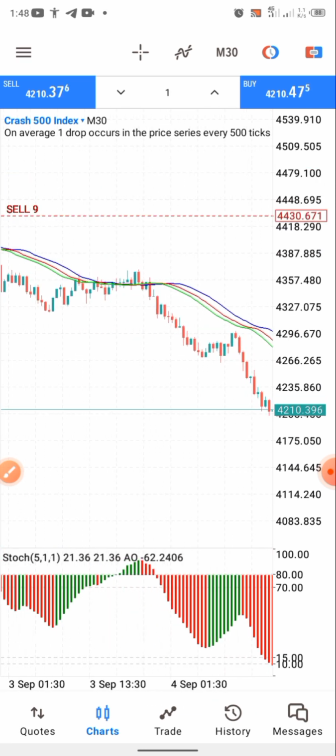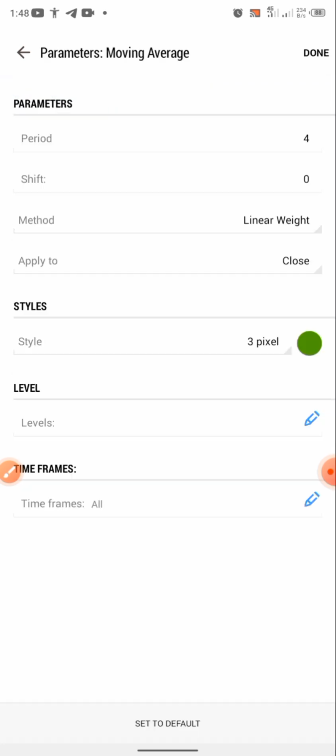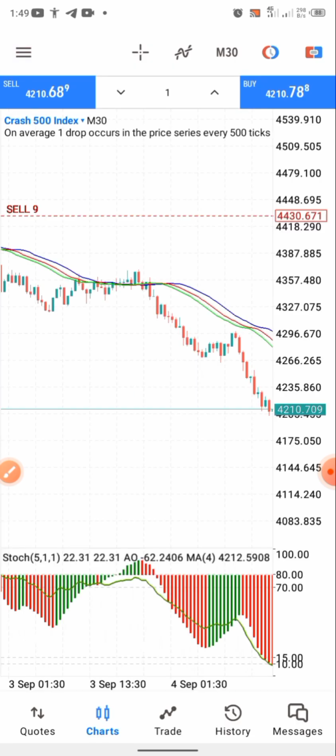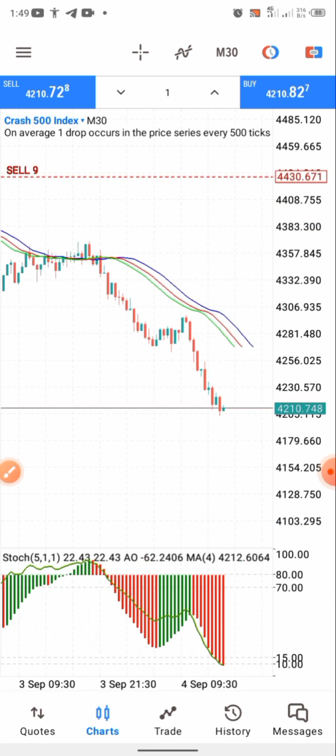The last but not the least indicator we are going to add is the moving average, which is also going to be in our indicator window 1. Click on the F plus, then add the moving average. These are the parameters for the moving average: the period is 4, shift 0, method is linear weighted, apply to close, and for the style I'm going to use green. You can choose a color of your choice, but for the sake of this strategy, just use the same color and set everything up like I do, so that there won't be any confusion with the strategy. Now I think we're good to go.